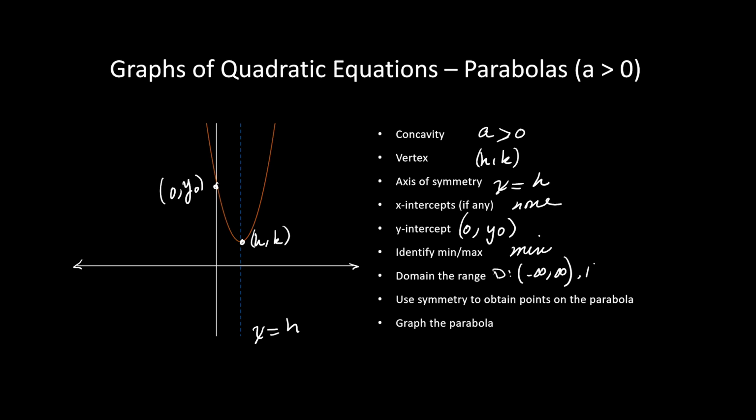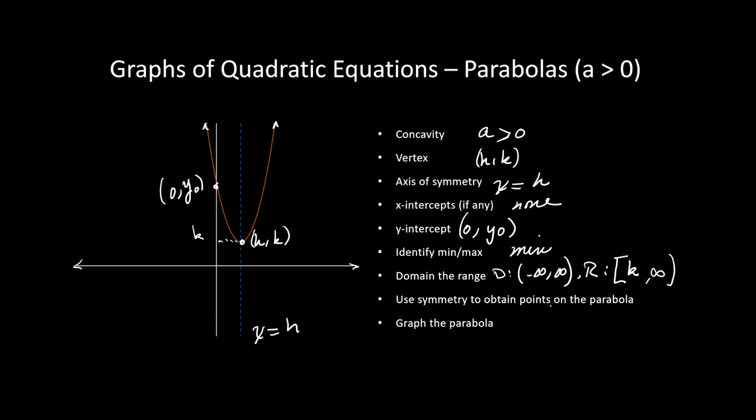Now the range is the allowed values of y. And as you can see, y starts from here and goes up all the way to infinity. So this is the lowest point, and the highest is infinity. For y, we put a bracket right here because it could equal k. The lowest point is k, and then it goes to infinity.